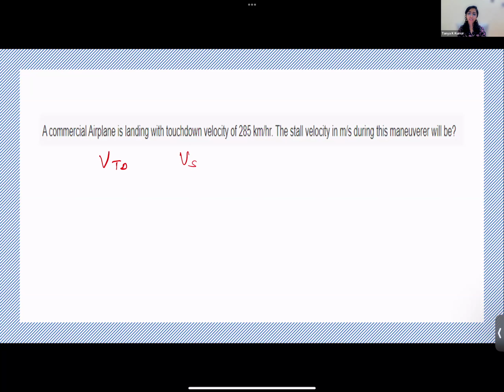Just try doing this, take a couple of minutes, look at the lectures and notes, and then you'll be able to do it. It's very simple. It's just this relation.